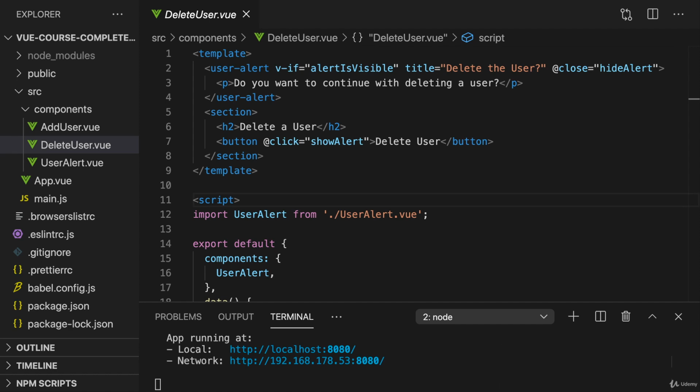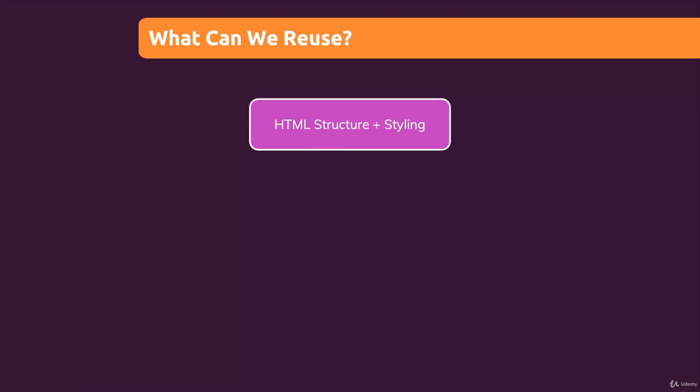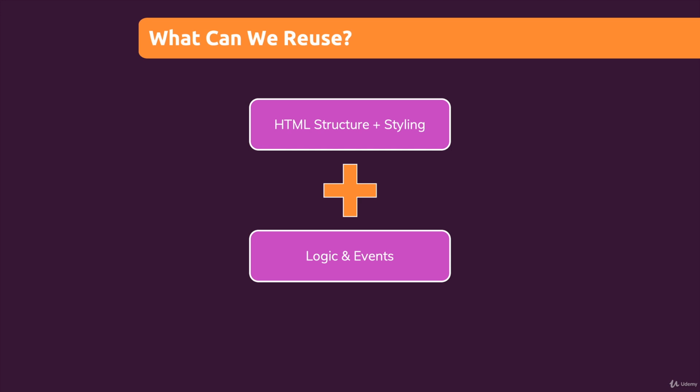And for that, let's start simple. What can we reuse in a Vue application or in any web application if we think about it? Well, for one, that's of course our HTML structure and styling. This is something which we often reuse on our page. We often have different parts on our page which actually use the same HTML structure and styling. Think about list items where every list item looks the same. But we also often want to reuse logic and events which we might want to handle.